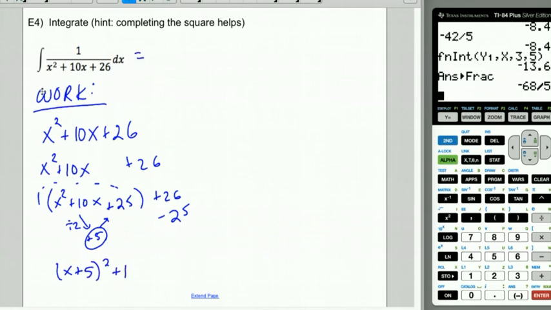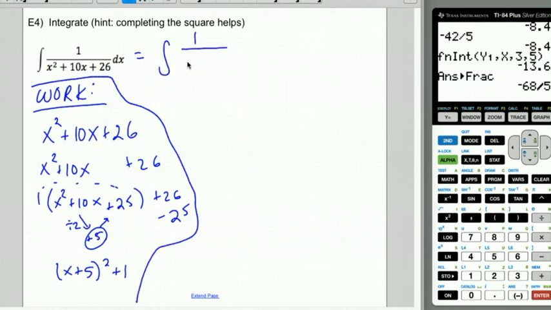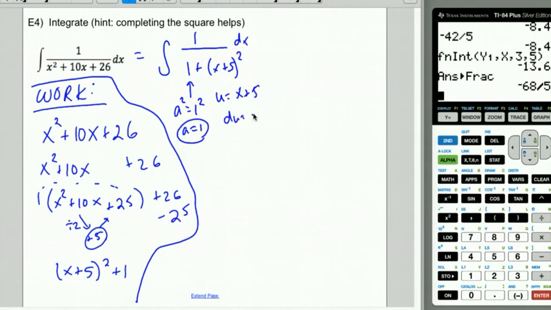Once I do that complete the square step, this is the integral of a 1 over, and I can write the 1 in the front, it doesn't matter because addition is commutative. And I suddenly find myself in a situation where I have an arctan. My a squared is 1 squared, so a is 1. My u, sorry, there was a dx there. My u is x plus 5, so my du is dx. And what I have here is the integral of 1 over a squared plus u squared du.